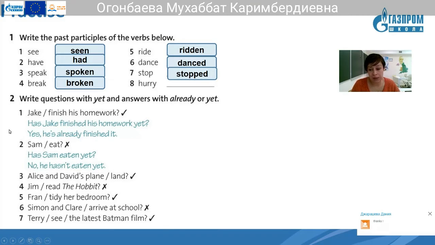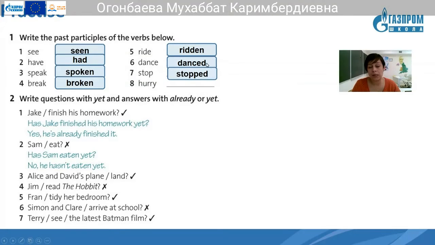So, past participle. The first column is the infinitive, the second column is participle 1, and the third column is participle 2. Present perfect has a structure using the auxiliary verb have or has and participle 2, the third column. In the past participle we have: see, seen; have, had; speak, spoken; break, broken; write, written. Please pay attention that we have a double T.